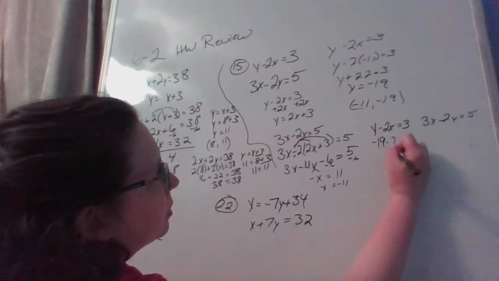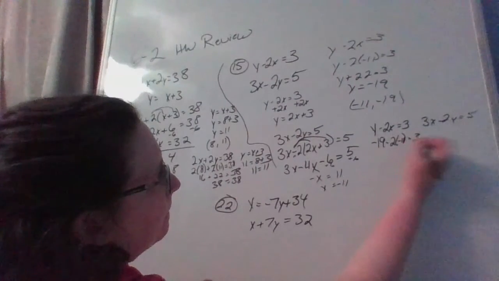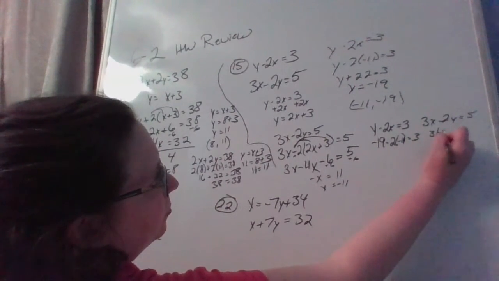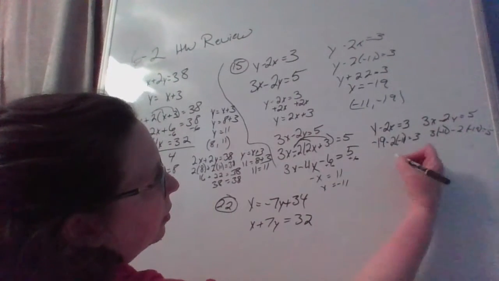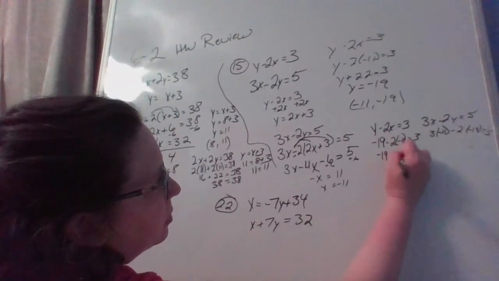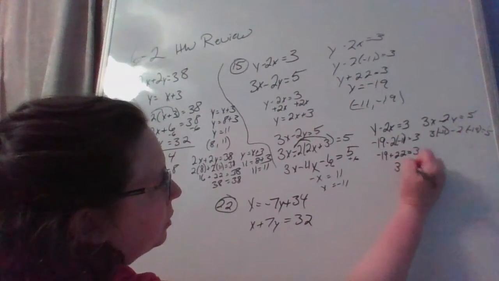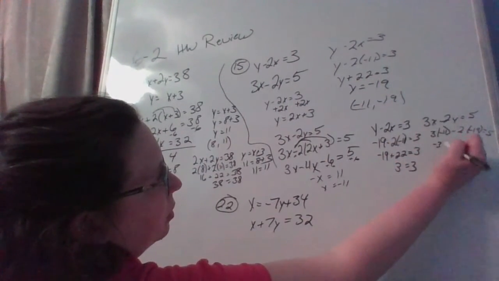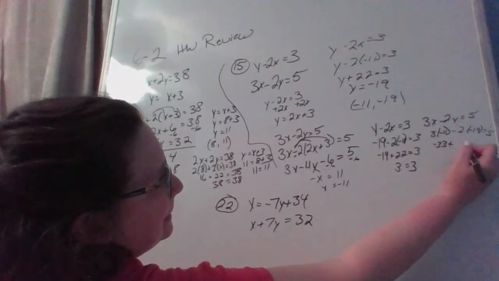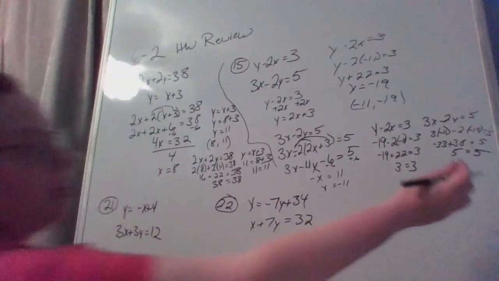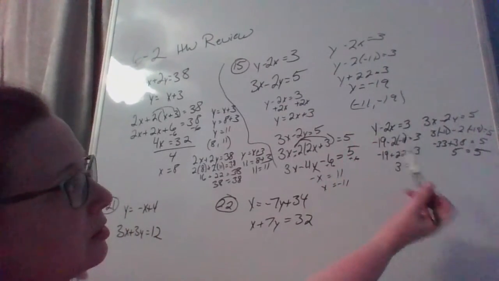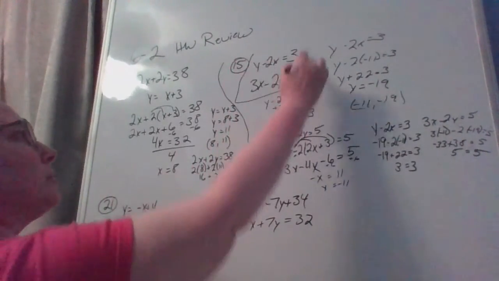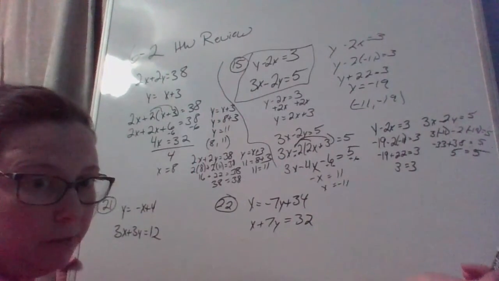Negative 19. So here I get 3 equals 3. Perfect. And over here, I get 5 equals 5. So I know that our ordered pair negative 11, negative 19 is in fact a solution to the system of equations that we were given.